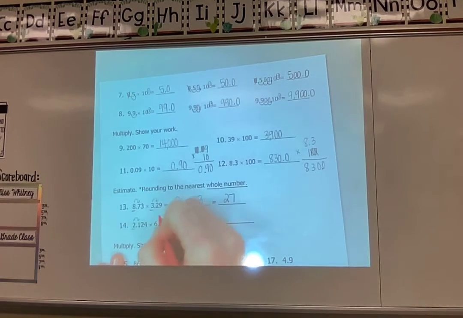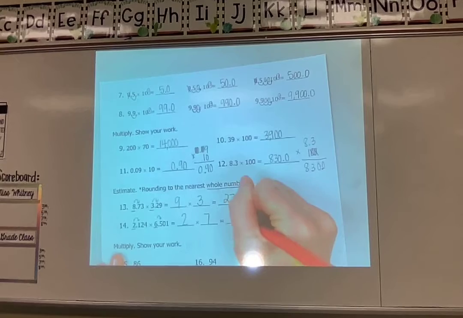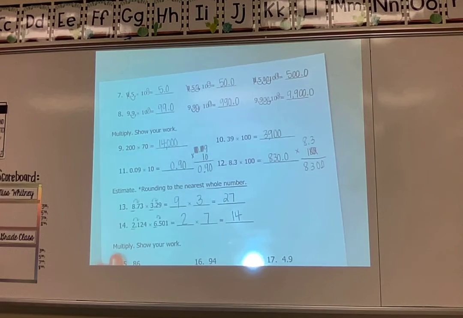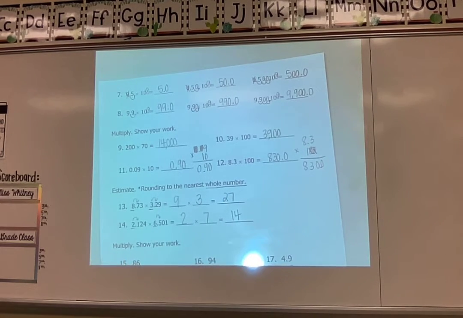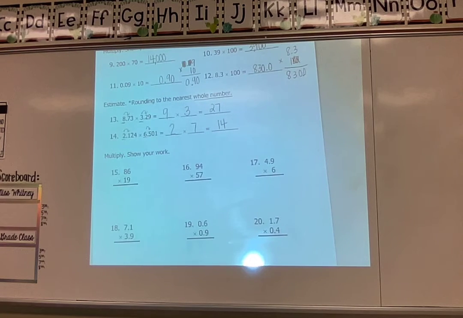6.501, underline the dollars, look behind, that's going to become a 7, and that would be a 14. Okay, be careful on your multiplication facts. Make sure you're using your chart if you need to. And down here at the very bottom, it just says multiply and show your work.